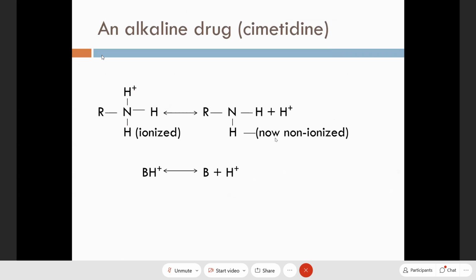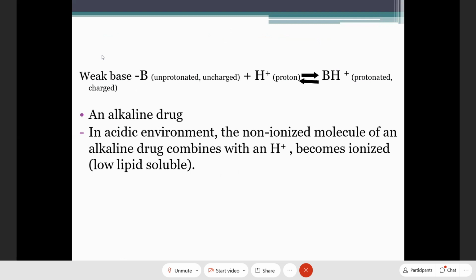So it accepts the hydrogen ion, H plus, and becomes ionized. So this is the base drug. When it accepts the hydrogen ion, it becomes ionized. So it is a weak base, which is an alkaline drug.